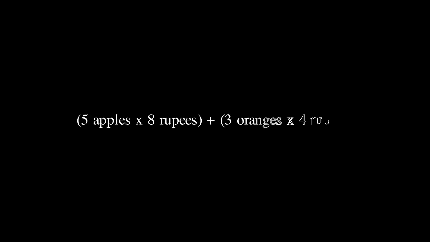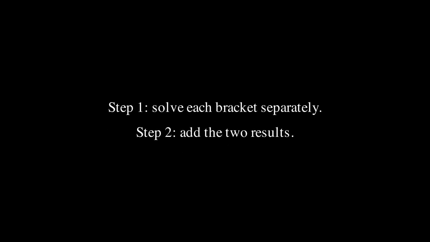Here is the problem. At a fruit stall, the total cost is written as, in brackets, 5 apples at 8 rupees each, close brackets, plus in brackets, 3 oranges at 4 rupees each, close brackets. What is the total cost? Each bracket is its own little group, so we settle the value inside each bracket completely first, and only then combine the 2 results by addition.